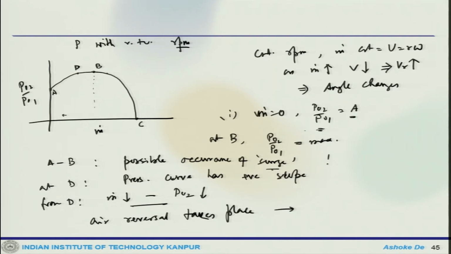Now, beyond B, what is happening there? Beyond B, between B and C, if you look, the pressure curve has a negative slope. Okay. So, operation between B and C is also stable. In this range, let us say somewhere here, if m dot is decreased, that is accompanied by a rise in the pressure, or P2.